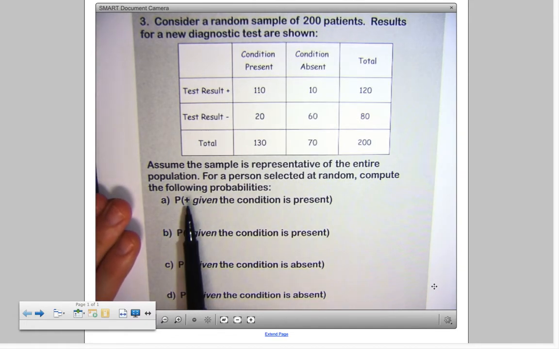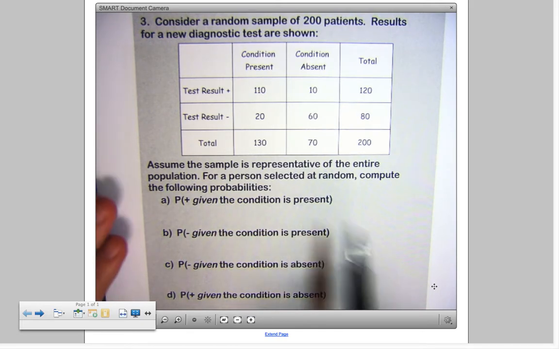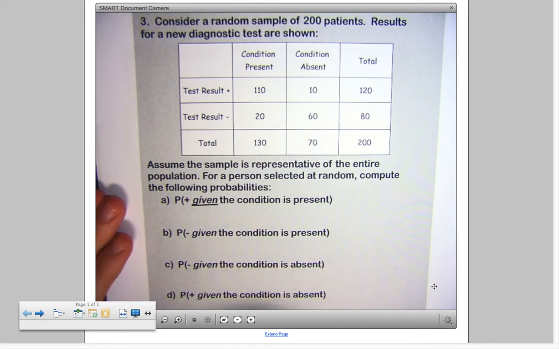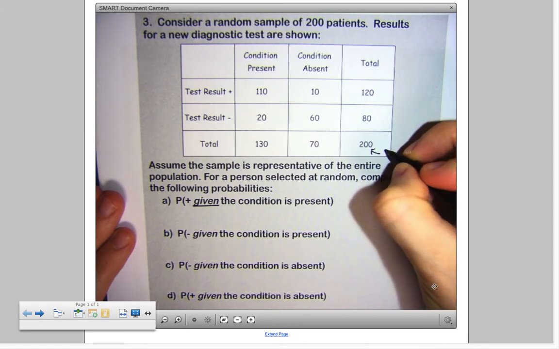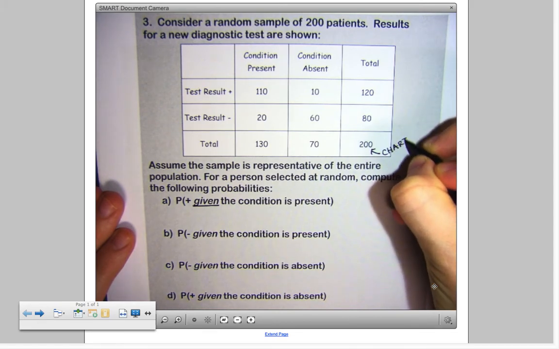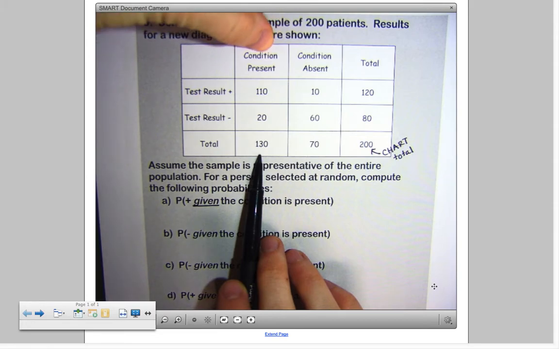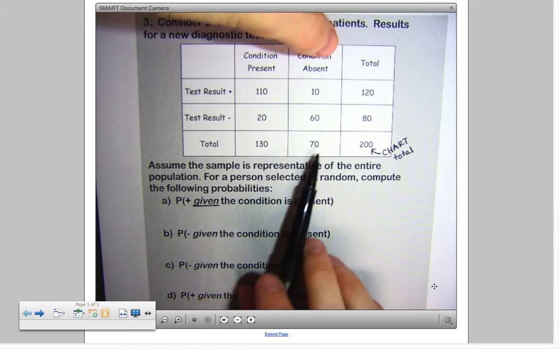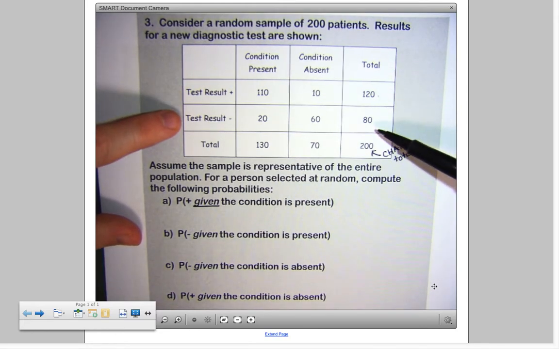We have the probability that it's positive given the condition is present. Anytime you see a given, you're not going to use the whole total for the chart. So this right here is the chart total. This 130 is the condition present total. The 70 is condition absent. Positive would be 120. Negative would be 80. Those are the different totals. This one is for the entire chart.